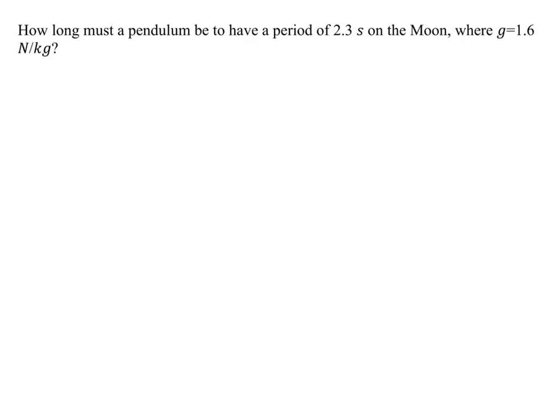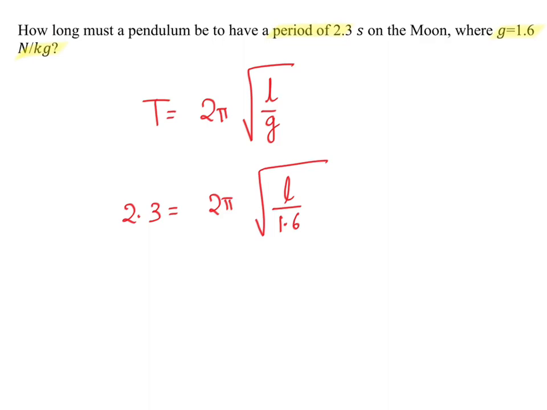Now another type of question which comes in the topic of vibration and waves is about simple pendulum. How long should a simple pendulum be to have a period of 2.3 seconds on the moon where g is equal to 1.6 newton per kg? That's the formula for time period of a simple pendulum. We have got the value for time period, 2.3, and g is 1.6. Now we can use shift solve on the calculator and get the answer for L, which is 0.21 meter.